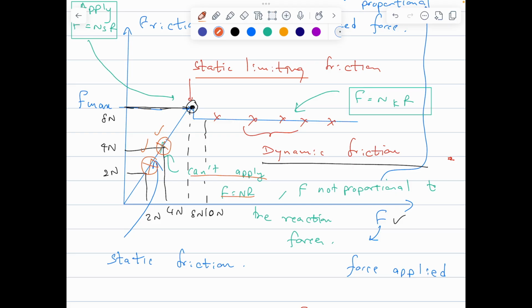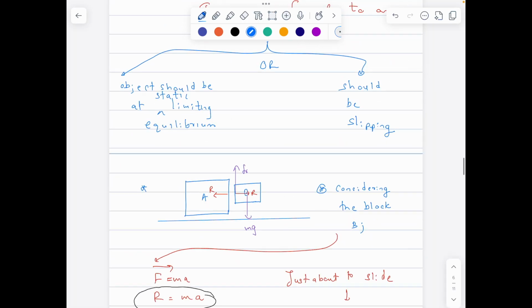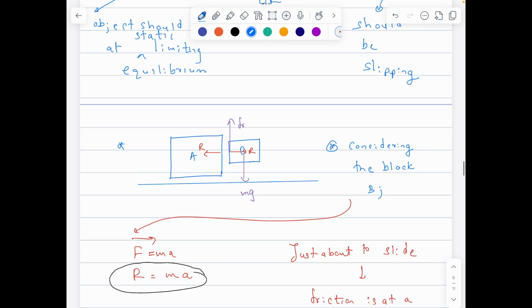The friction in this region is basically proportional to the force that you apply. Right? If you apply 2, it's 2. If you apply 4, it's 4. So in this segment, you cannot apply F equals mu R. But in this area here, you can apply what? F equals mu R. Very important for solving MCQs. Alright.